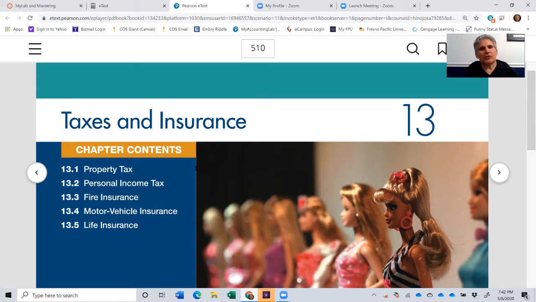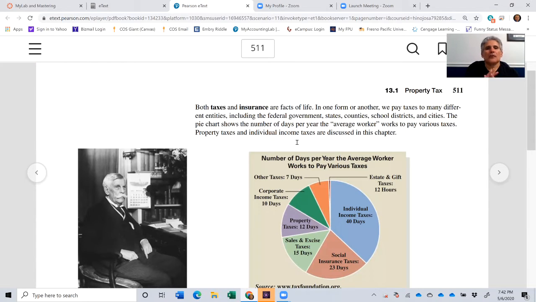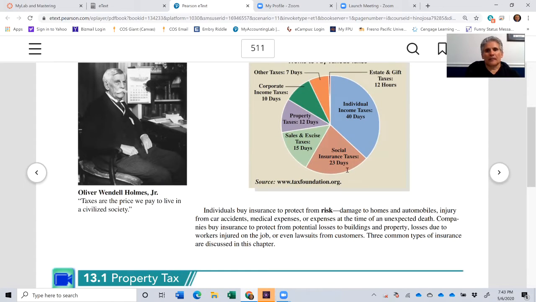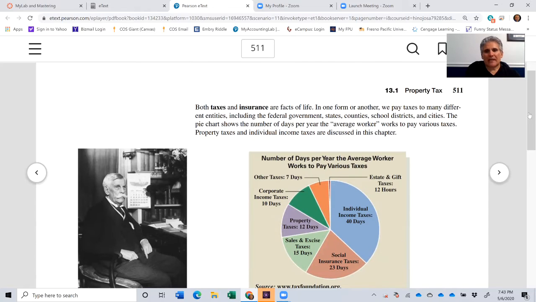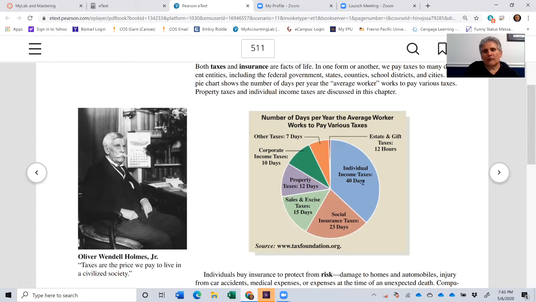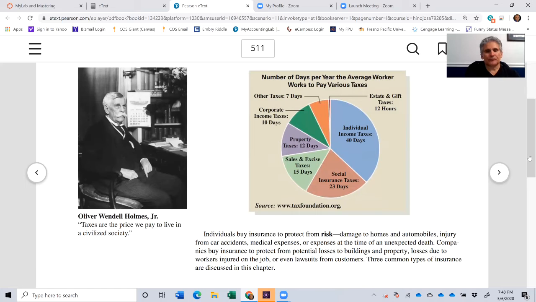Okay, so we're going to start on chapter 13. We've got 5 parts. The first part is property taxes. The textbook talks about taxes and insurance. It actually gives you a breakdown of how most of our income that we generate goes towards individual income taxes. We do have Social Security taxes that are paid, sales and excise taxes, property taxes, and then other taxes and corporate income taxes. That's a pretty nice little graphic there to show.